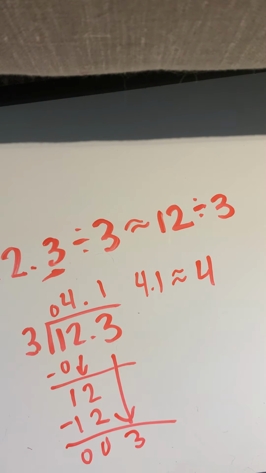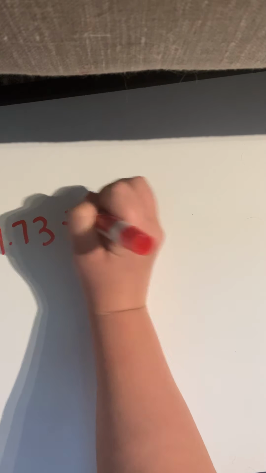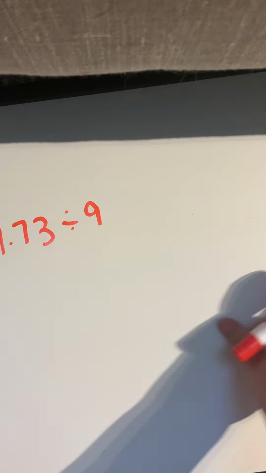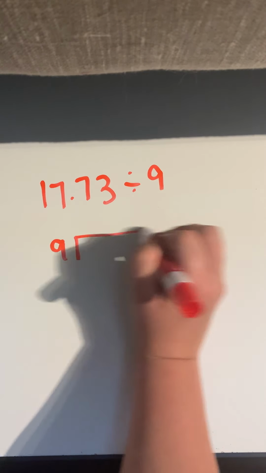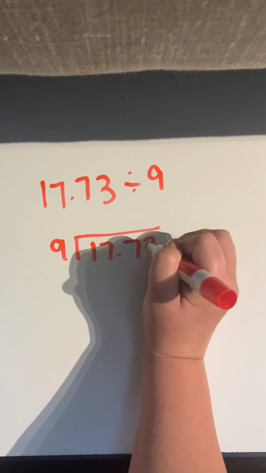Okay. All right, let's go ahead and take a look at number 12. So we have 17 and 73/100ths divided by 9. I'm going to go ahead and set up my problem here. Go ahead and do this on your boards with me.